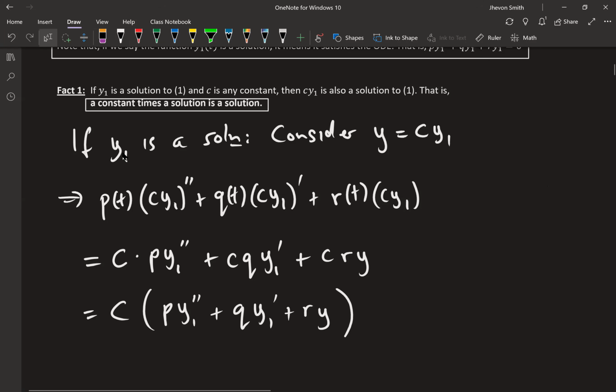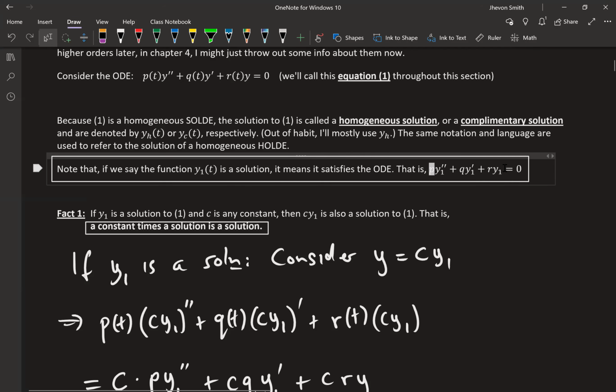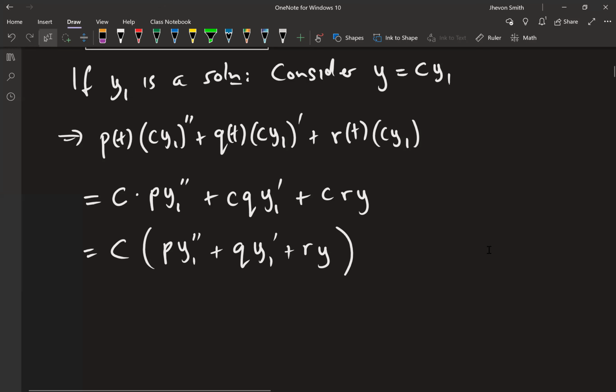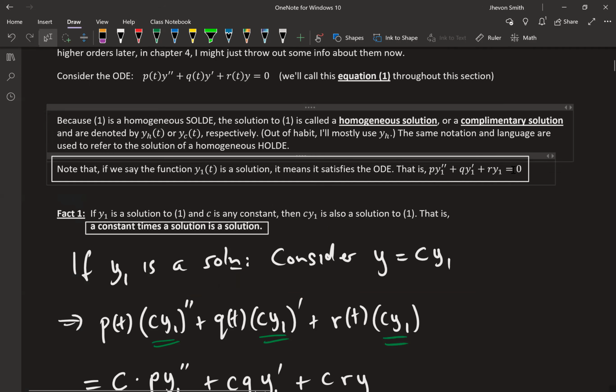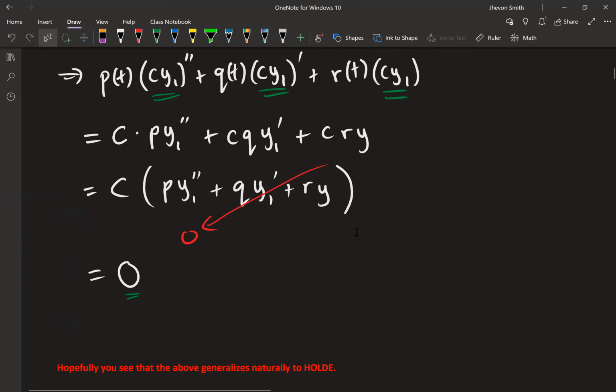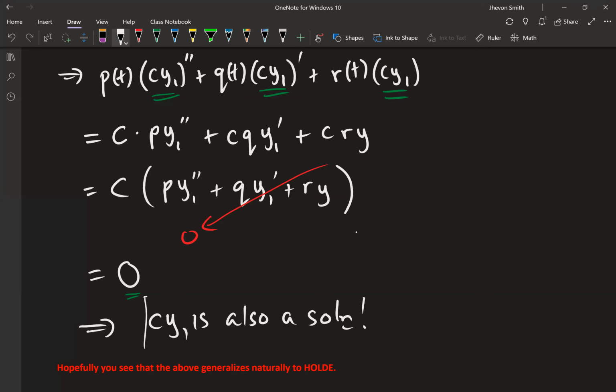And by the assumption, since y1 is a solution to the homogeneous equation, I know that this equation holds true, which means that this whole part here is actually 0. And so this entire equation is 0. And so notice that if I plug in c y1 for my function, it ends up giving me 0, which is what the equation says I should have gotten. So that means that c y1 is also a solution. So every time you find one solution, a constant times that solution is automatically a solution.